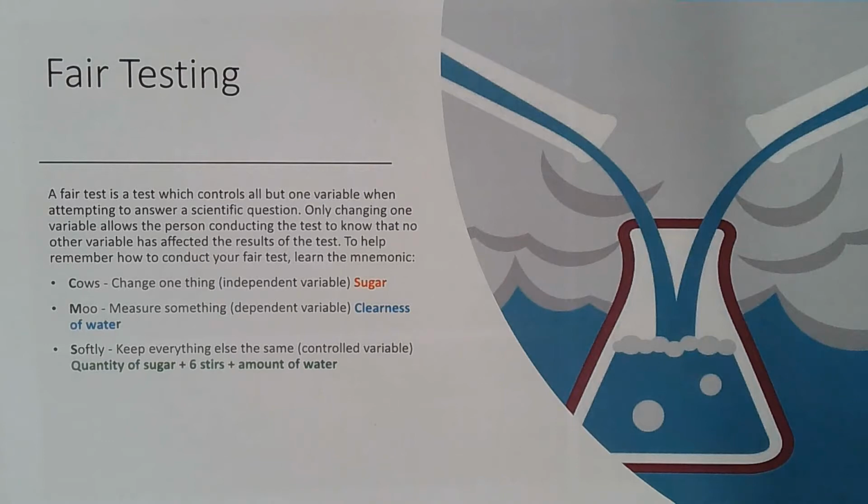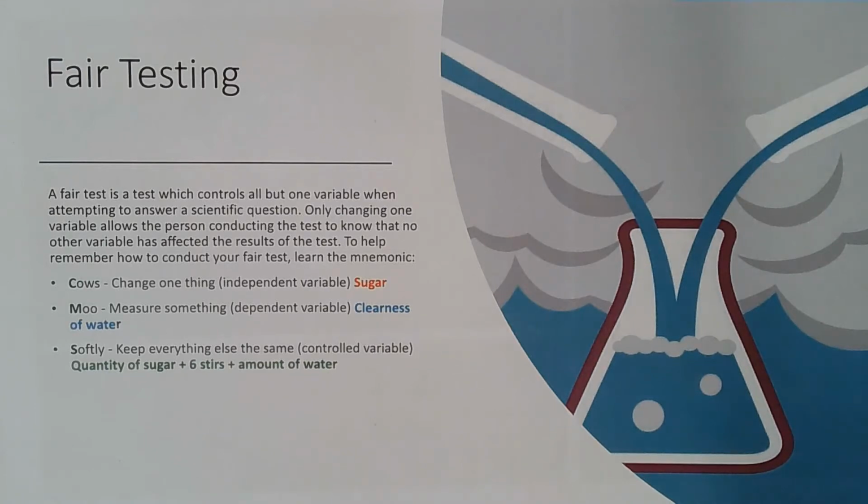The amount of sugar, your 6 stirs, and the amount of water. So, once more, cows move softly. C for cows, C for change. Change one thing, change your independent variable, change the sugar. M for moo, M for measure. That is a dependent variable.